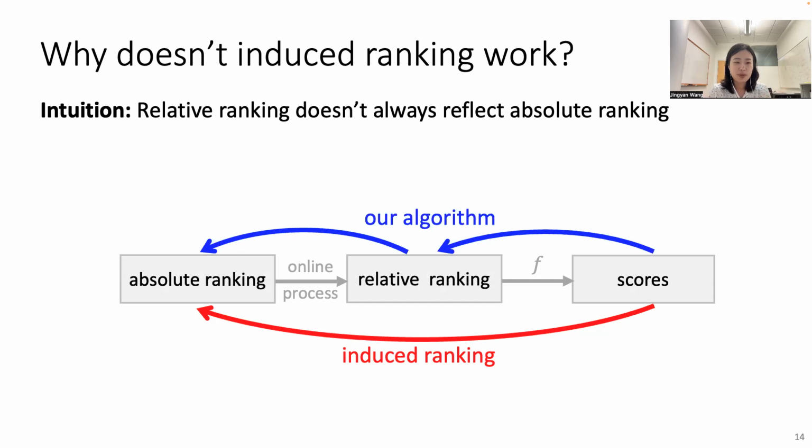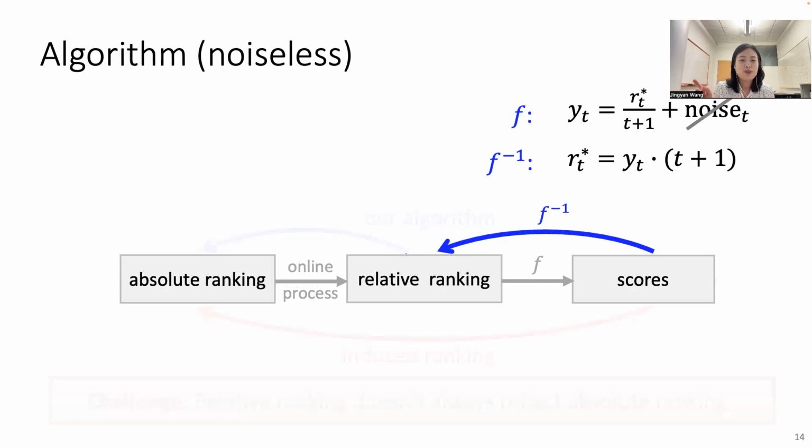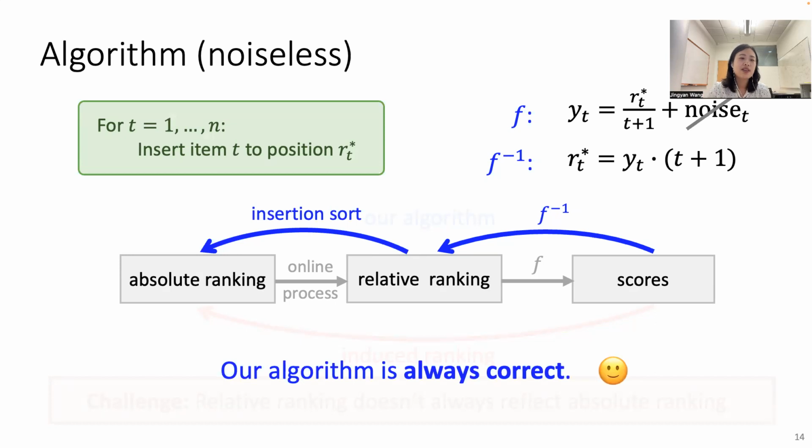Instead, our algorithm is also simple, where we just reverse these two steps. In the first step, the function F maps from the relative rank R of t to the score Y. So we just take the inverse and we compute the relative rank from the score, and we can do this perfectly in a noiseless case. And in the second step, we run the insertion sort procedure where we iterate over all the items, and for each item, we insert it into the position according to its true relative rank R star of t. It's quite simple to see both steps are perfect in the noiseless case, which shows our algorithm is always correct.